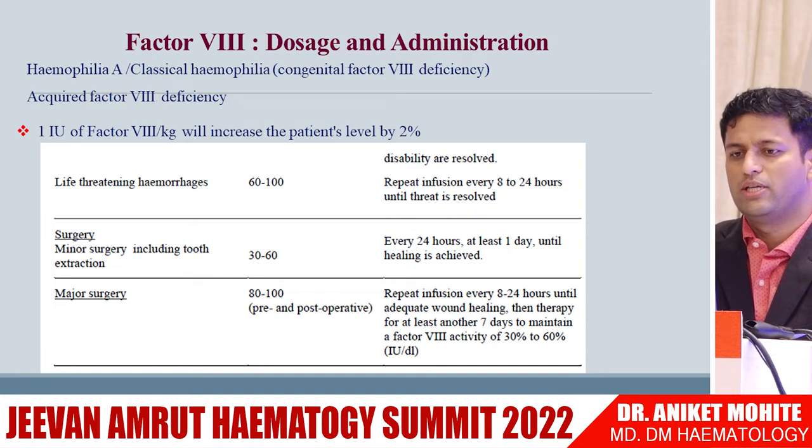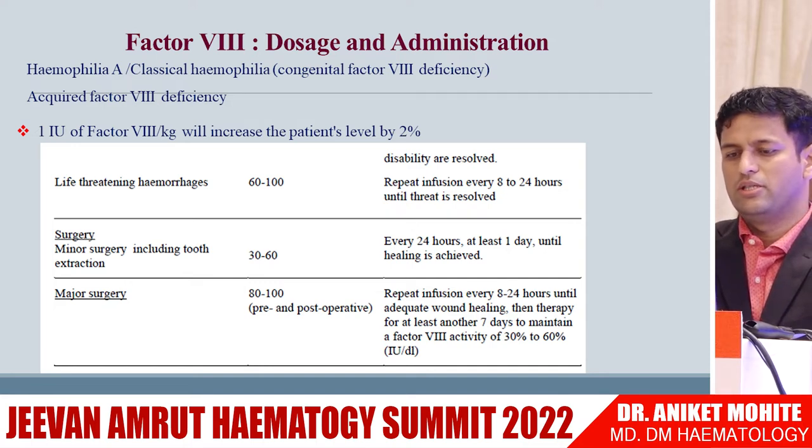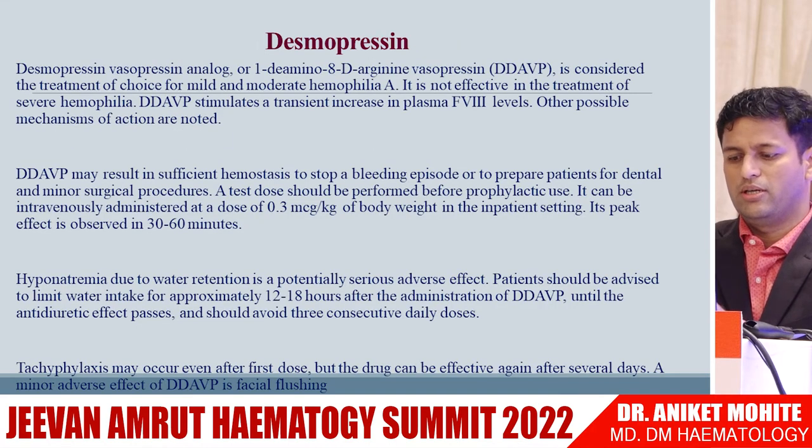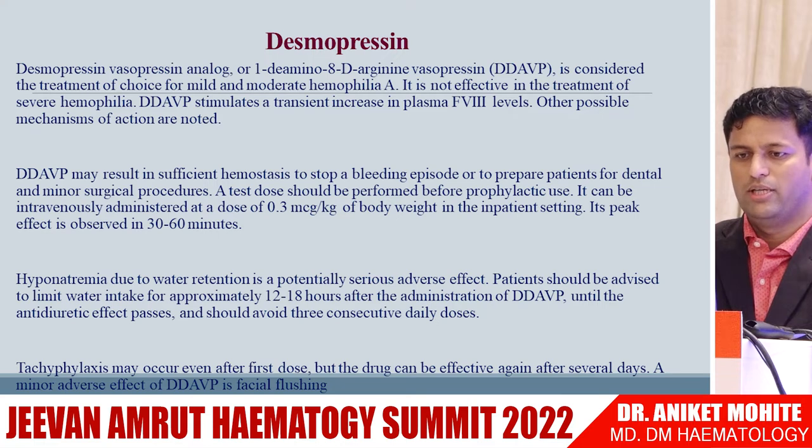So this is the usual factor coverage. If they have life-threatening bleeds, we target 100%, and we continue to give that. If there is a major surgery, around 80% is what would be the target. Desmopressin does have some role in those who have mild bleeding and can be used. But the problem with this is it has tachyphylaxis. Secondly, hyponatremia is a common side effect. So it is to be avoided in children as well as in the elderly, where small changes in the sodium can be disastrous.